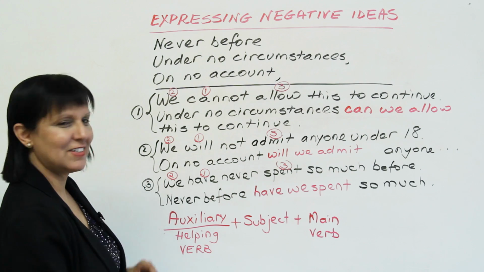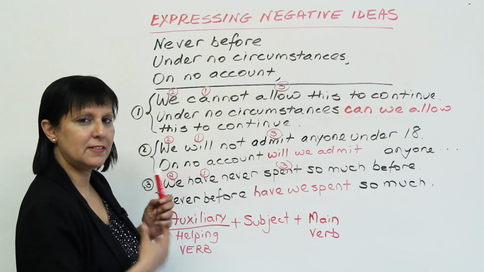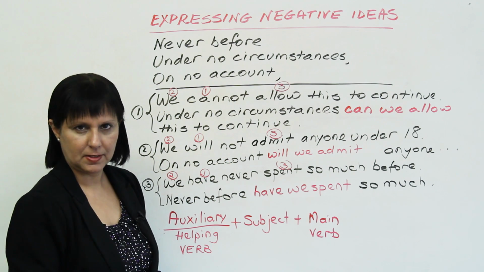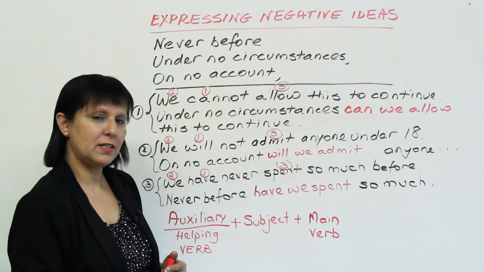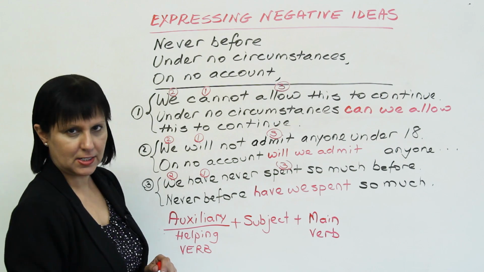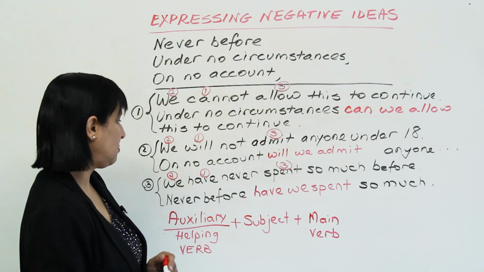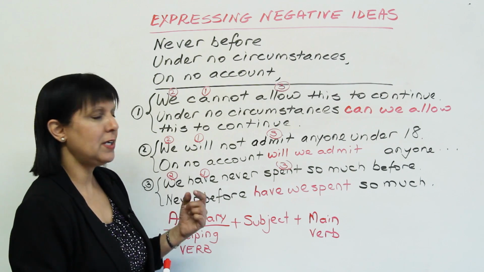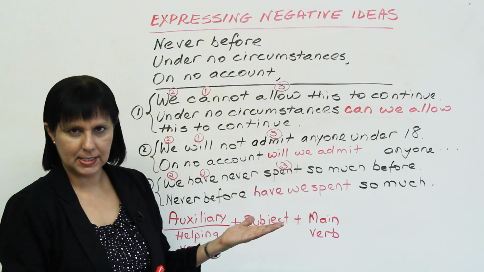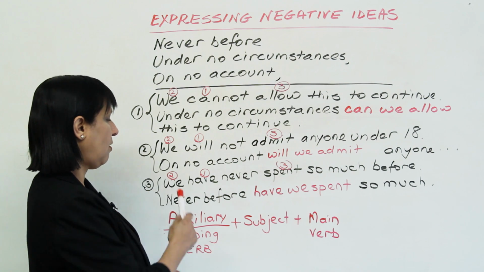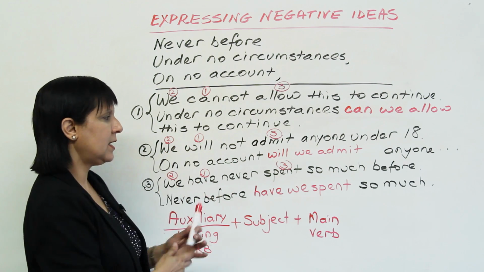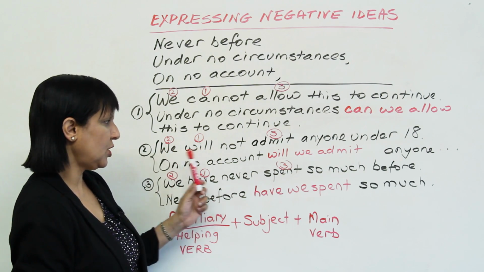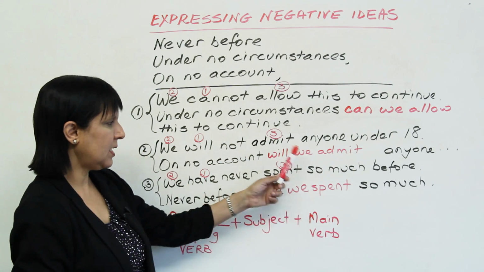All right? Let's look at another example. This is the idea you want to convey. We will not admit anyone under 18. That's the regular sentence. Now, when we use one of these expressions, we could say, on no account will we admit anyone under 18. So what happened? On no account will we admit. All right? So first the auxiliary, will, then the subject, we, then the main verb, admit.